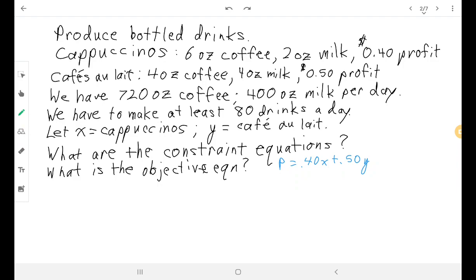But notice we have a way of making cappuccinos. So let's talk about how much coffee we will need. Every cappuccino needs 6 ounces of coffee. Every cafe au lait needs 4 ounces of coffee. So 6 ounces times the number of cappuccinos plus 4 ounces times the number of cafes au lait. And then how much total coffee do we have? We have 720 ounces of coffee in total.